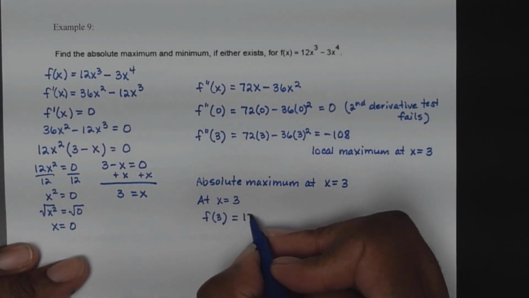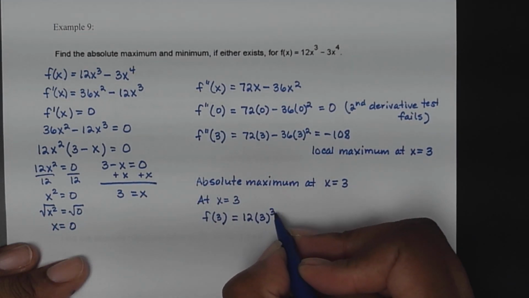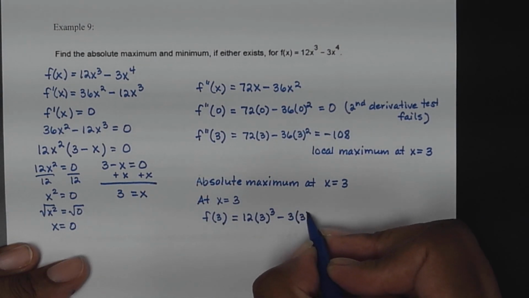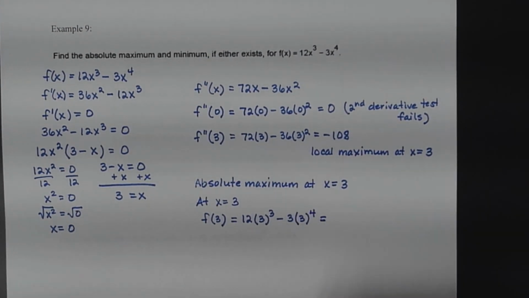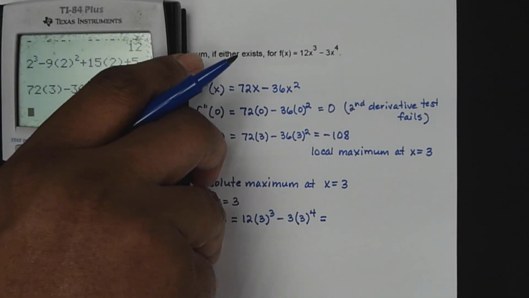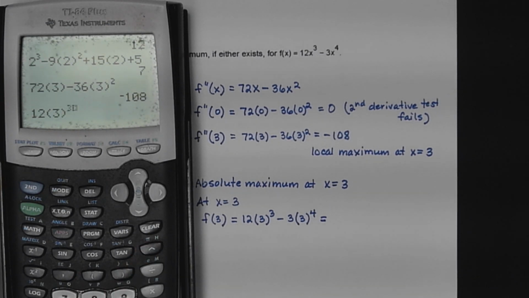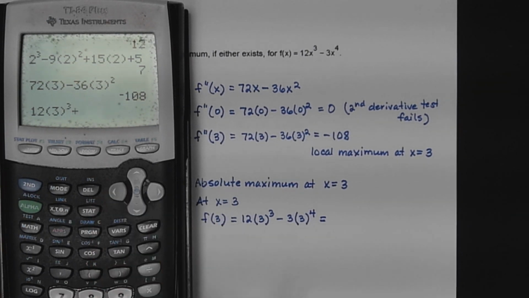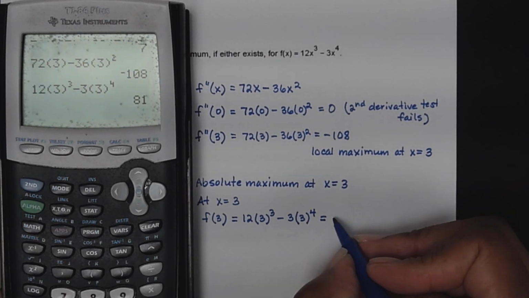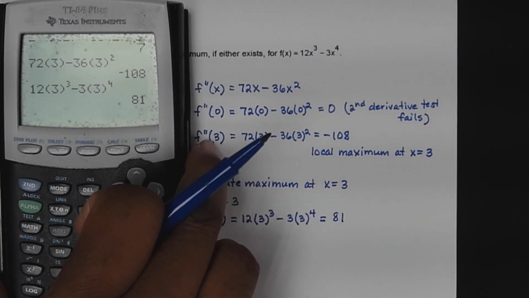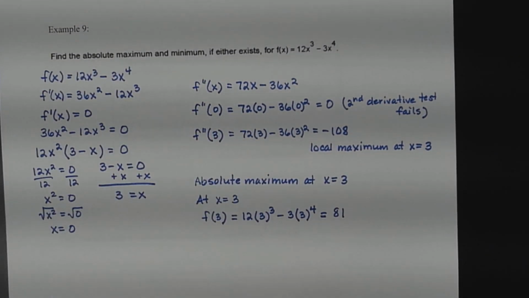So f of 3 will be 12 times x, which is 3, cubed, minus 3 times x, which is 3, to the 4th power. I will type this in the calculator. Let's do 12, then left parenthesis, 3, close parenthesis, hat key, and then the 3 for your exponent. Right arrow to get out of it, minus 3, left parenthesis, 3, close parenthesis, hat key again, and then the number 4 for your exponent. It ends up being 81. So your absolute maximum is 81.